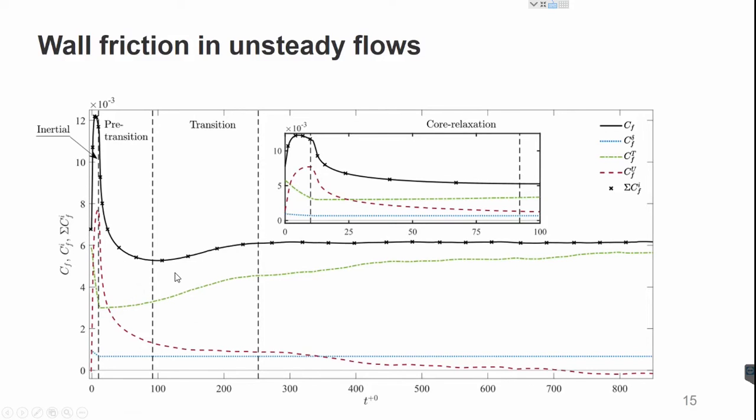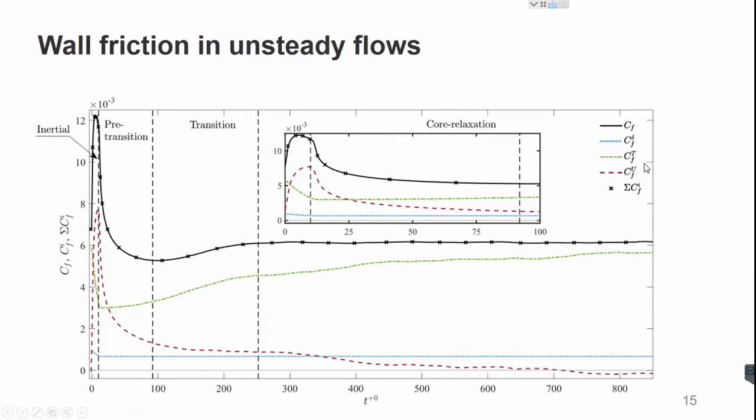And this is consistent also with the four stages we showed you before. So we have here the inertial stage, when there's a very dramatic growth in the skin friction coefficient, which is the black line. Then we have the pre-transitional stage, where the skin friction coefficient decays. The transitional stage is when we have a recovery of the skin friction coefficient. And during the core relaxation, the skin friction coefficient doesn't give us any hint because it remains almost steady. But the other terms are telling us the rest of the story.